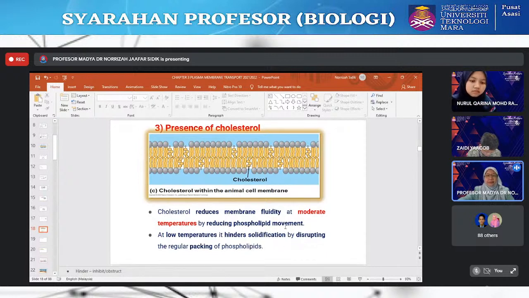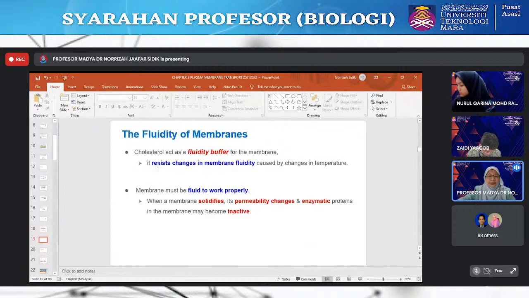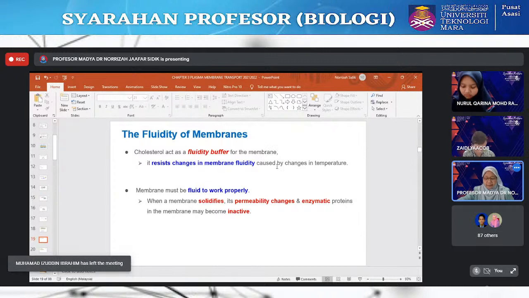So the cholesterol also acts as a fluidity buffer for the membrane. It resists changes in membrane fluidity caused by changes in temperature. Cholesterol functions as a buffer, preventing lower temperatures from inhibiting fluidity and preventing higher temperatures from increasing fluidity too much. So cholesterol extends in both directions the range of temperature in which the membrane is appropriately fluid and consequently functional.